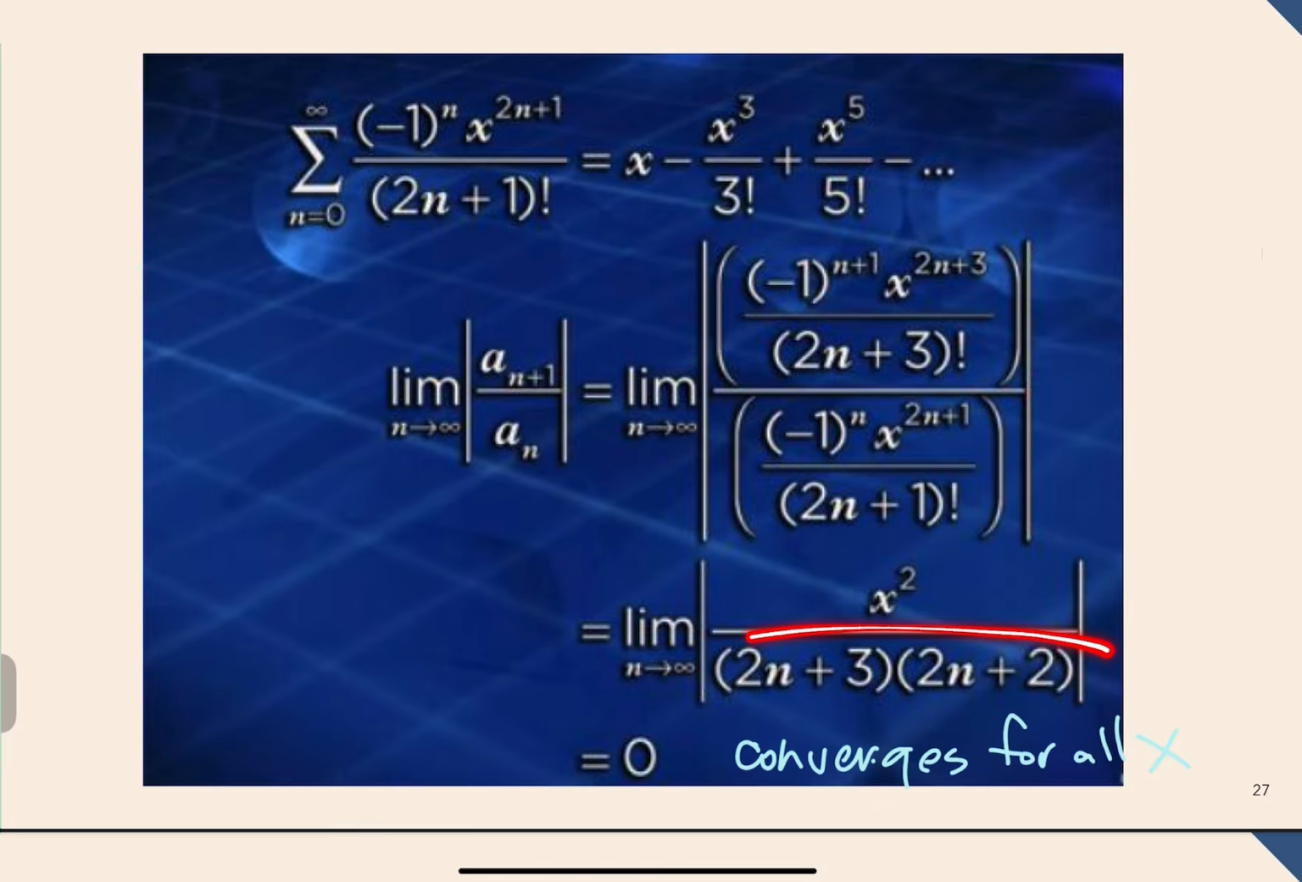Now, I want you to pay attention to the denominator. Because of the presence of n, the denominator heads to infinity. So the quotient approaches 0, because x squared is a fixed number. A constant divided by a very large number, the limit is equal to 0. And so we say the series converges. This power series converges for all x, from the ratio test. If the limit is less than 1, then it absolutely converges.